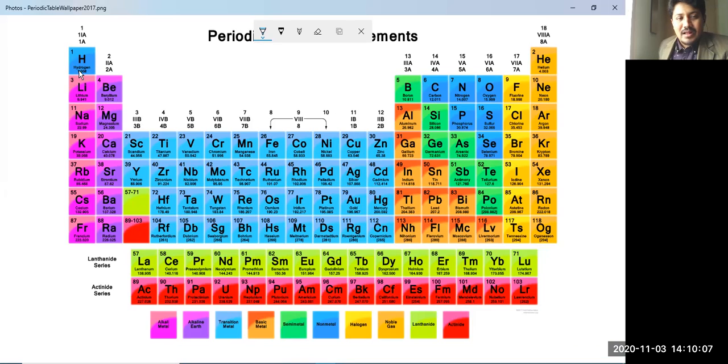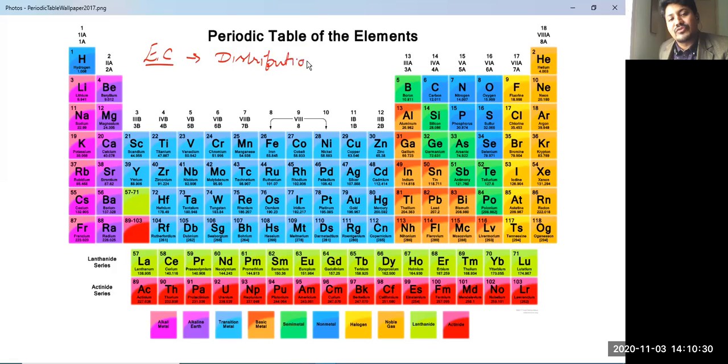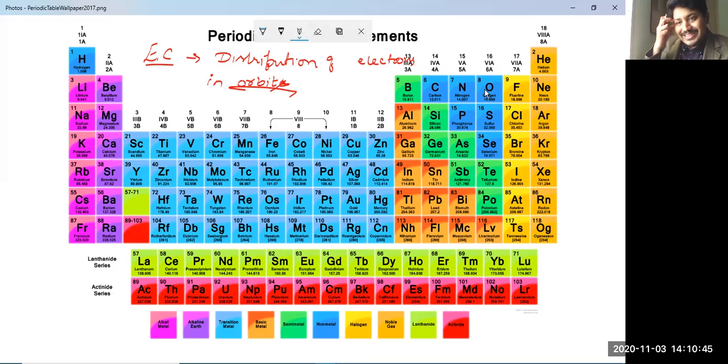This is the modern periodic table. Here, the position of the element is always correlated with its electronic configuration. What do you mean by electronic configuration? Electronic configuration is nothing but the distribution of electrons in orbits or orbitals. Okay, orbits. Distribution of electrons in their respective shells. That is what we call electronic configuration.